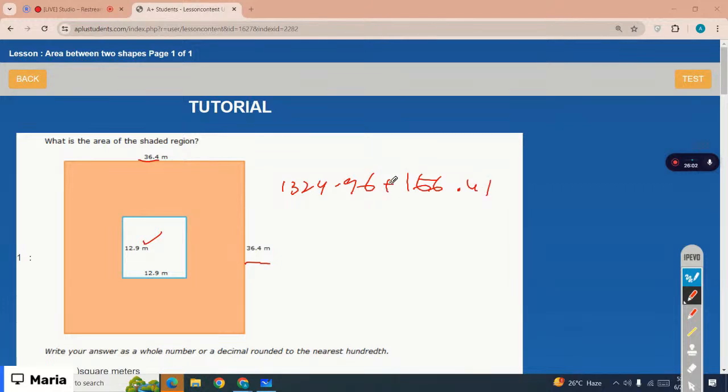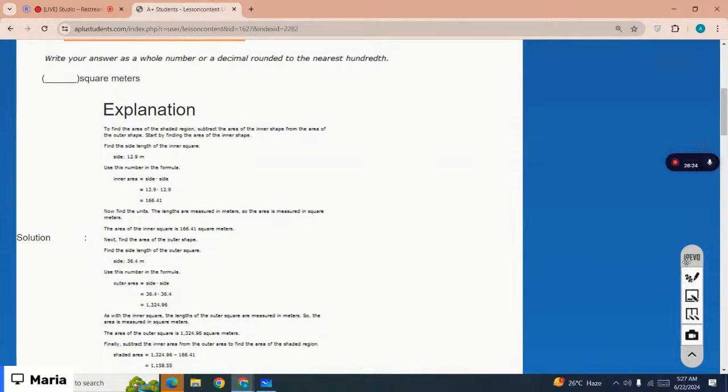You have to subtract the area of the window out of the area of the wall, right? So that would be 1,324.96 minus 166.41. So the correct option is 1,158.55. Let's just start with the test questions.